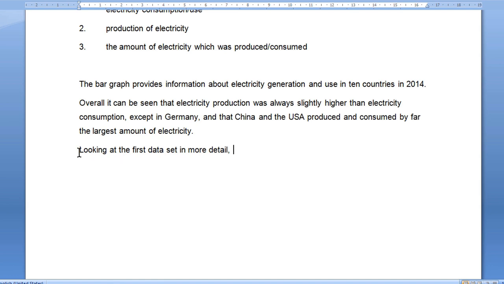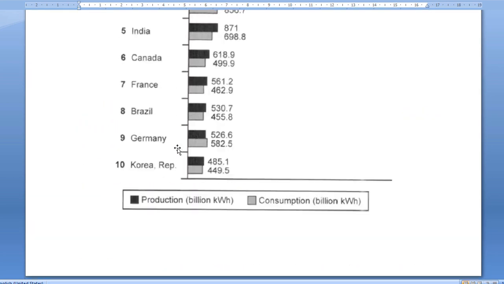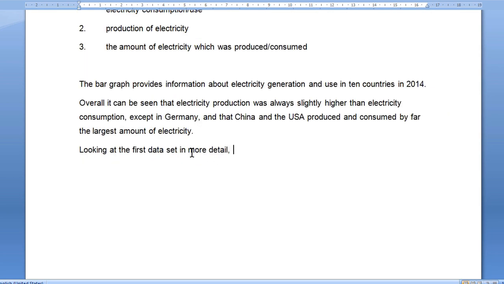So I'm going to use my normal linking language, looking at the first data set in more detail. You can change the first chart, but it's all one chart, so you can't say the first chart, the first data set in more detail. But I just want to be really clear and say, looking at the first data set on electricity production in more detail, it can clearly be seen that it is evident that.